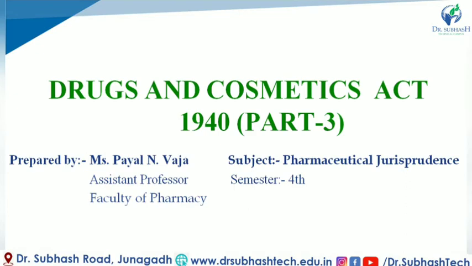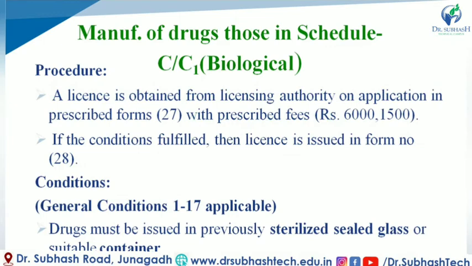So let's get started. First of all, what is the manufacturing of drugs in Schedule C1? What are the procedure and the conditions to maintain for manufacturing of biological drug substances? First of all, what is the procedure? A license is obtained from the licensing authority on application in prescribed Form number 27 with prescribed fees, that is around 6,000 rupees and 1,500 rupees.